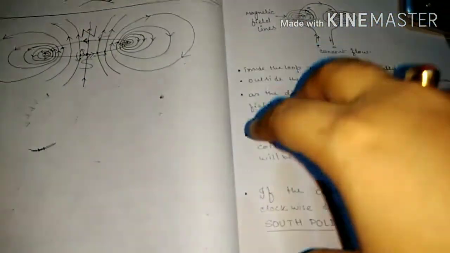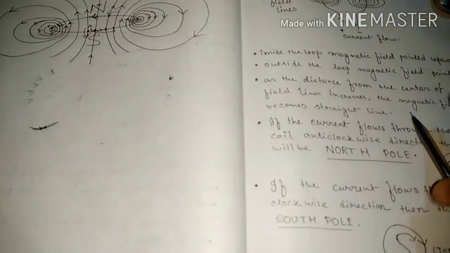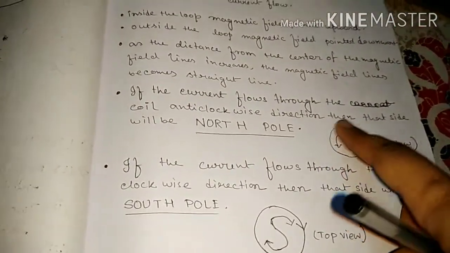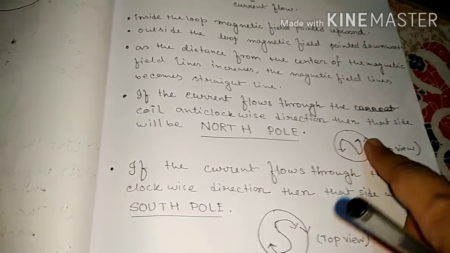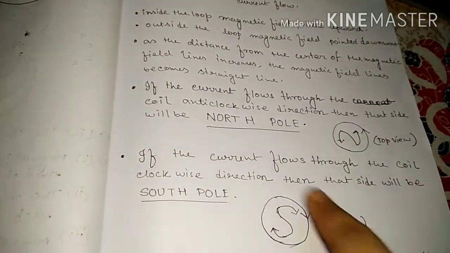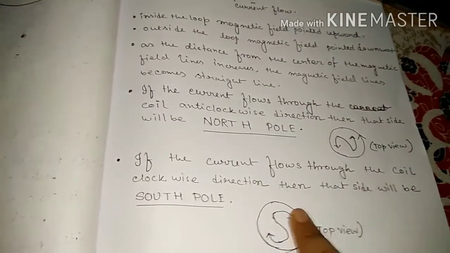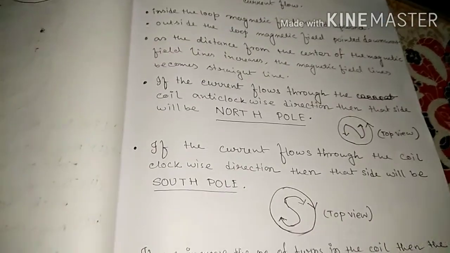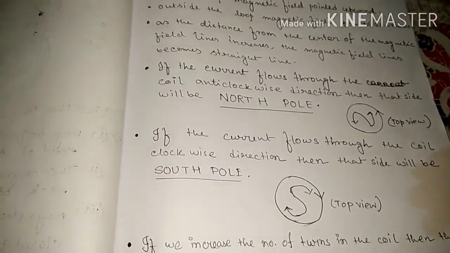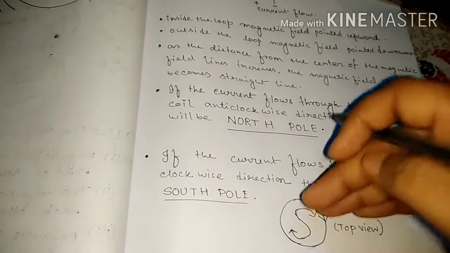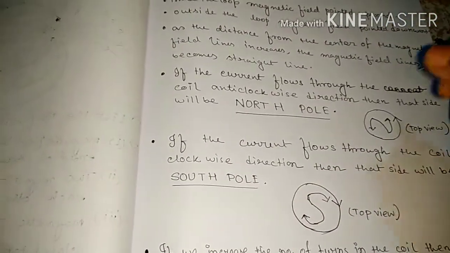If you place the wire here and look from the top of the coil at the direction of the current, and that direction is anti-clockwise, then this is a north pole, shown as N. And if the current flows through the coil in the clockwise direction from the top view, then that side will be the south pole. So the north pole is the anti-clockwise direction of the current, and the south pole is the clockwise direction of the current.